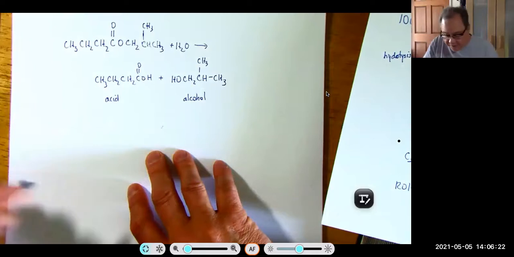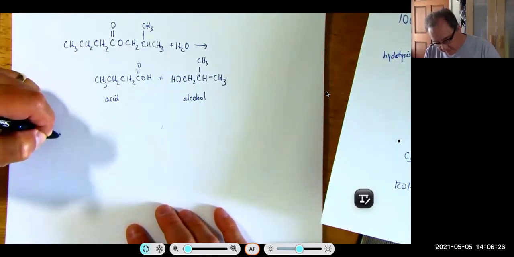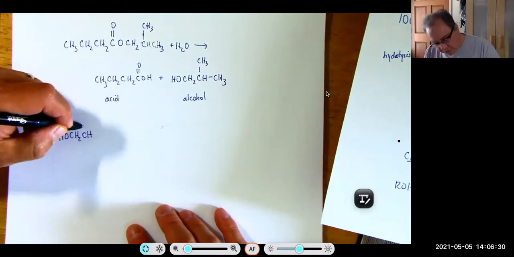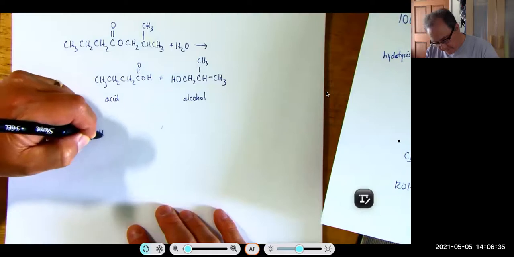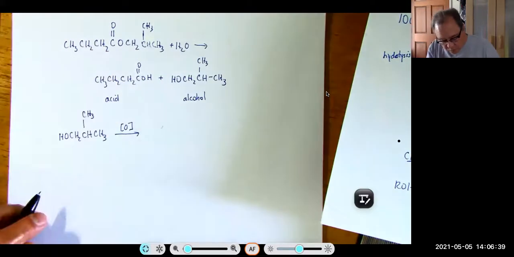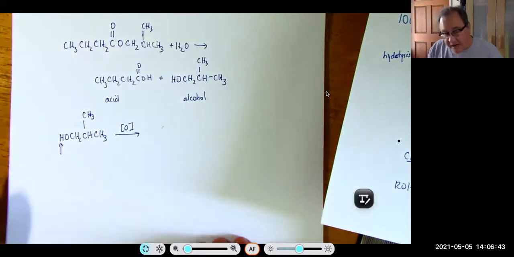And then they say that if you take the alcohol and oxidize it, so we're going to do this backwards just for practice. When we oxidize it, we take off that hydrogen and we take off a hydrogen where?